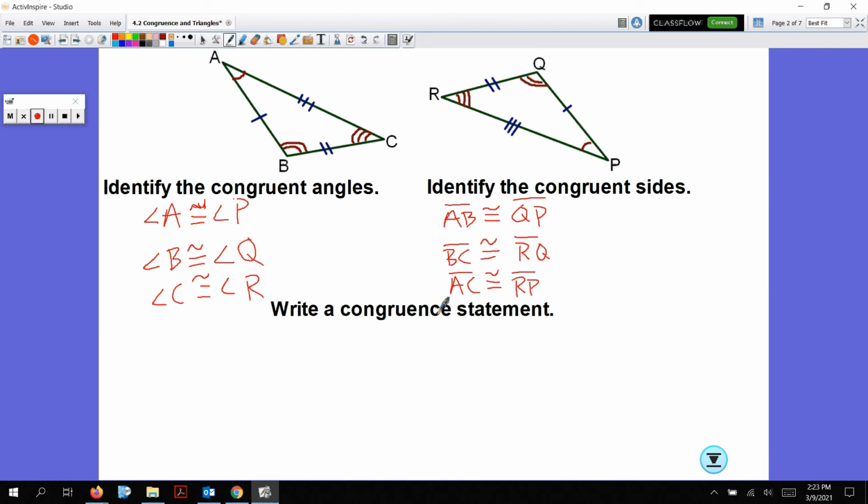At this point, it doesn't 100% matter the order as long as you're matching up the right segments, but this statement matters tremendously: writing a congruency statement. So I would say triangle A, B, C in that specific order. See how I went down here? A, B, C is congruent to triangle PQR. The angles and the sides will match up now for sure. Triangle P, Q, R.